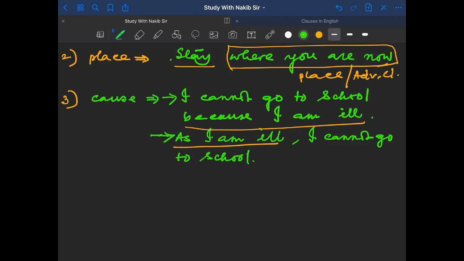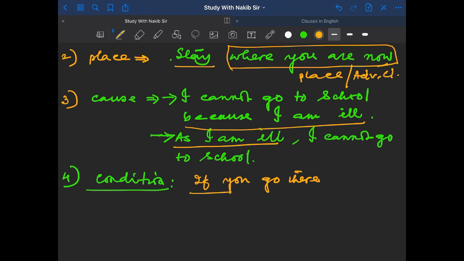Now number 4, an adverb clause indicates condition. What is this? Take one example, then you can understand. If you go there, condition. If you go there, you will get that. You will get it. If you go there, this is the condition, you will get it. So this is the condition. This is an adverb clause expressing the condition.